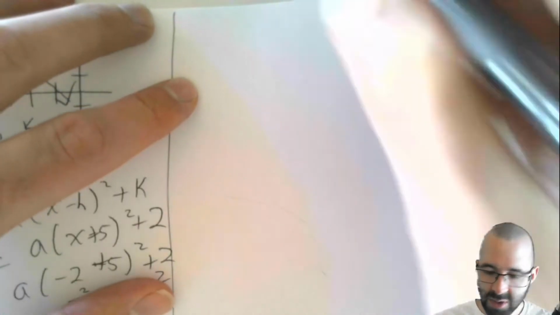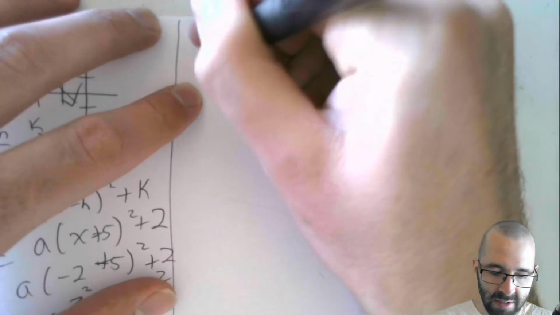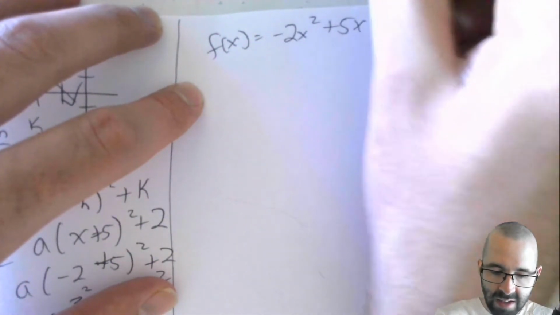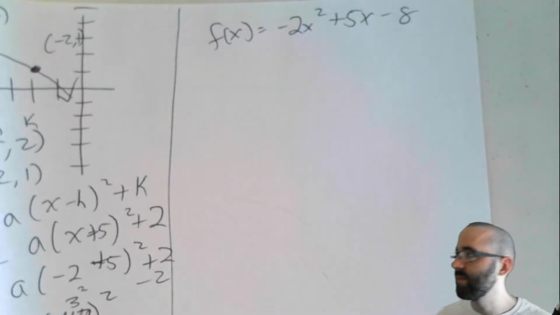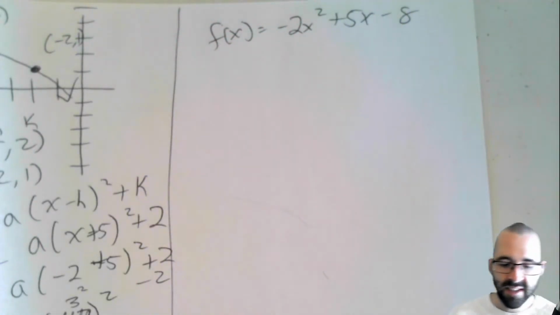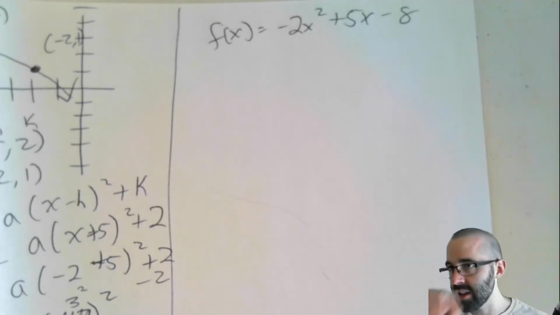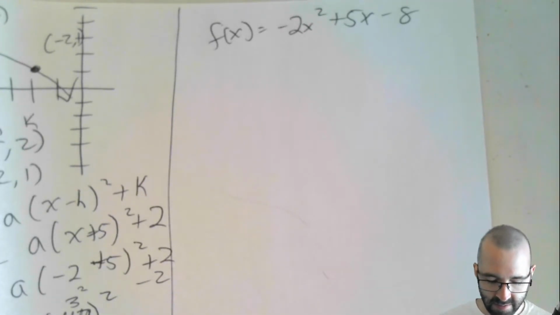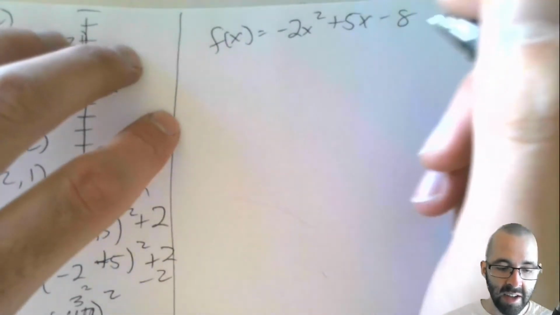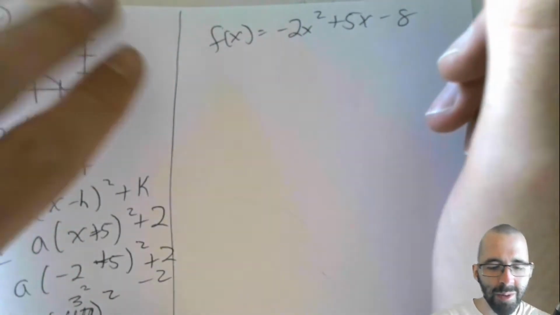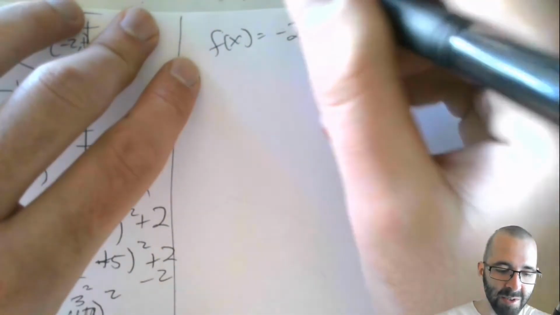And I'm going to give you a function. All right, the function we have right here is going to be f of x is equal to negative 2x squared plus 5x minus 8. So vertex and axis of symmetry, we can start with that. We can start with the x-intercepts. We could start with a lot of things. Okay. Let's start with the x-intercepts. I'll show you why we're doing that. It doesn't matter which one you start with, but I'll show you why we're doing that soon.